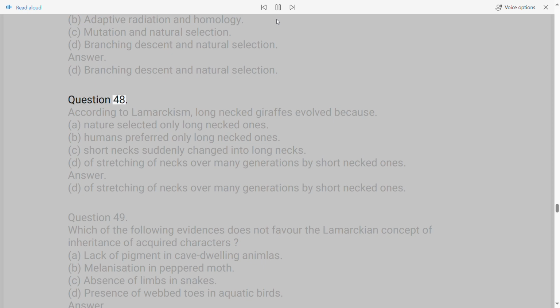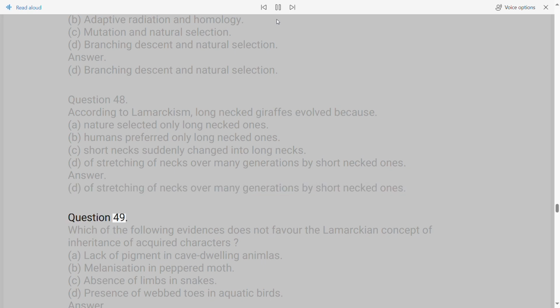Question 48. According to Lamarckism, long-necked giraffes evolved because A. Nature selected only long-necked ones. B. Humans preferred only long-necked ones. C. Short necks suddenly changed into long necks. D. Of stretching of necks over many generations by short-necked ones. Answer. D. Of stretching of necks over many generations by short-necked ones.